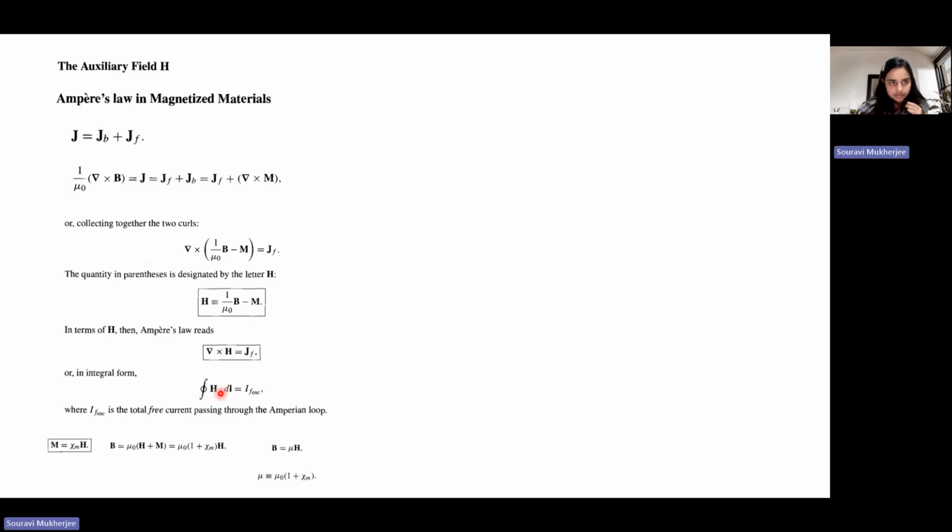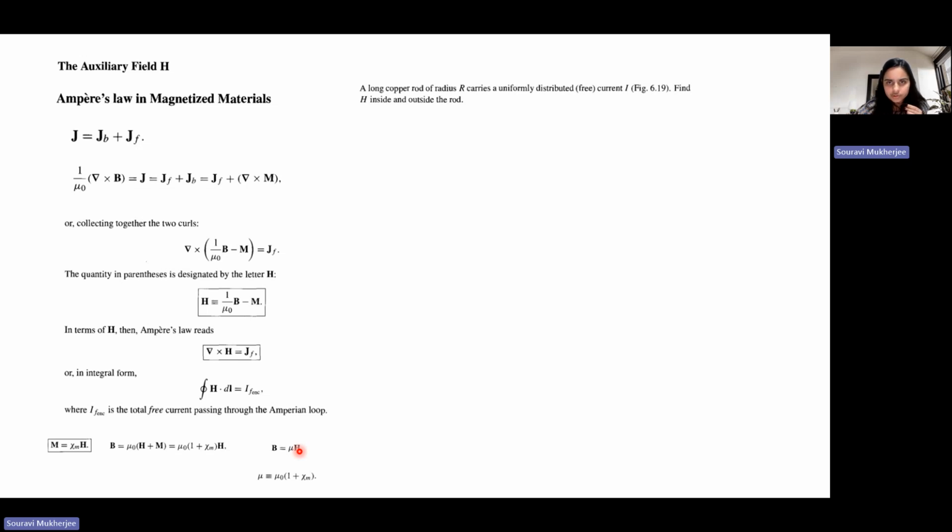Just as initially you wrote Ampere's law in terms of B, you can also write Ampere's law in terms of H, where the current involved is then the free current. Now, for a linear medium, where you can consider the magnetization to be proportional to the applied field, you can say that the net field is proportional to the applied field, and this proportionality constant is your permeability, mu.